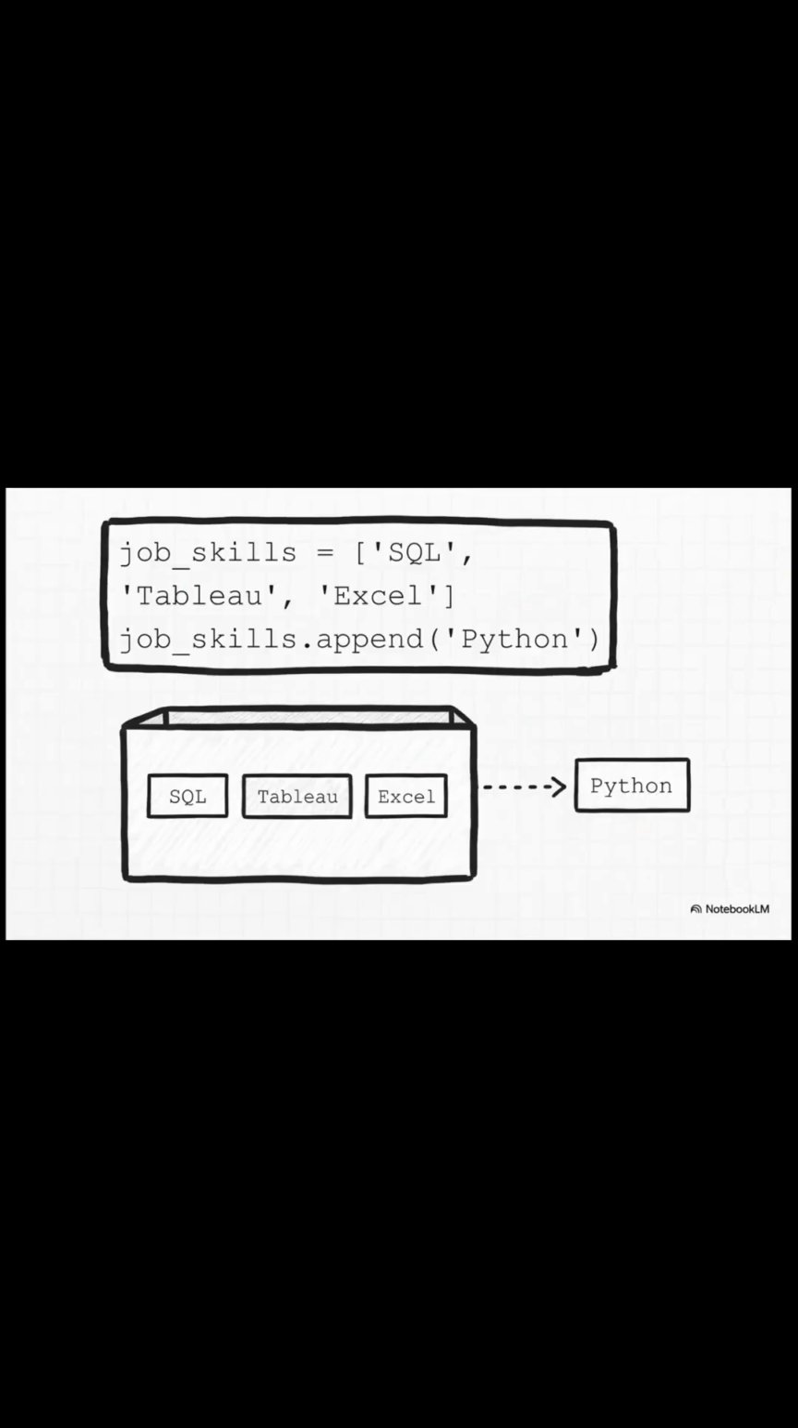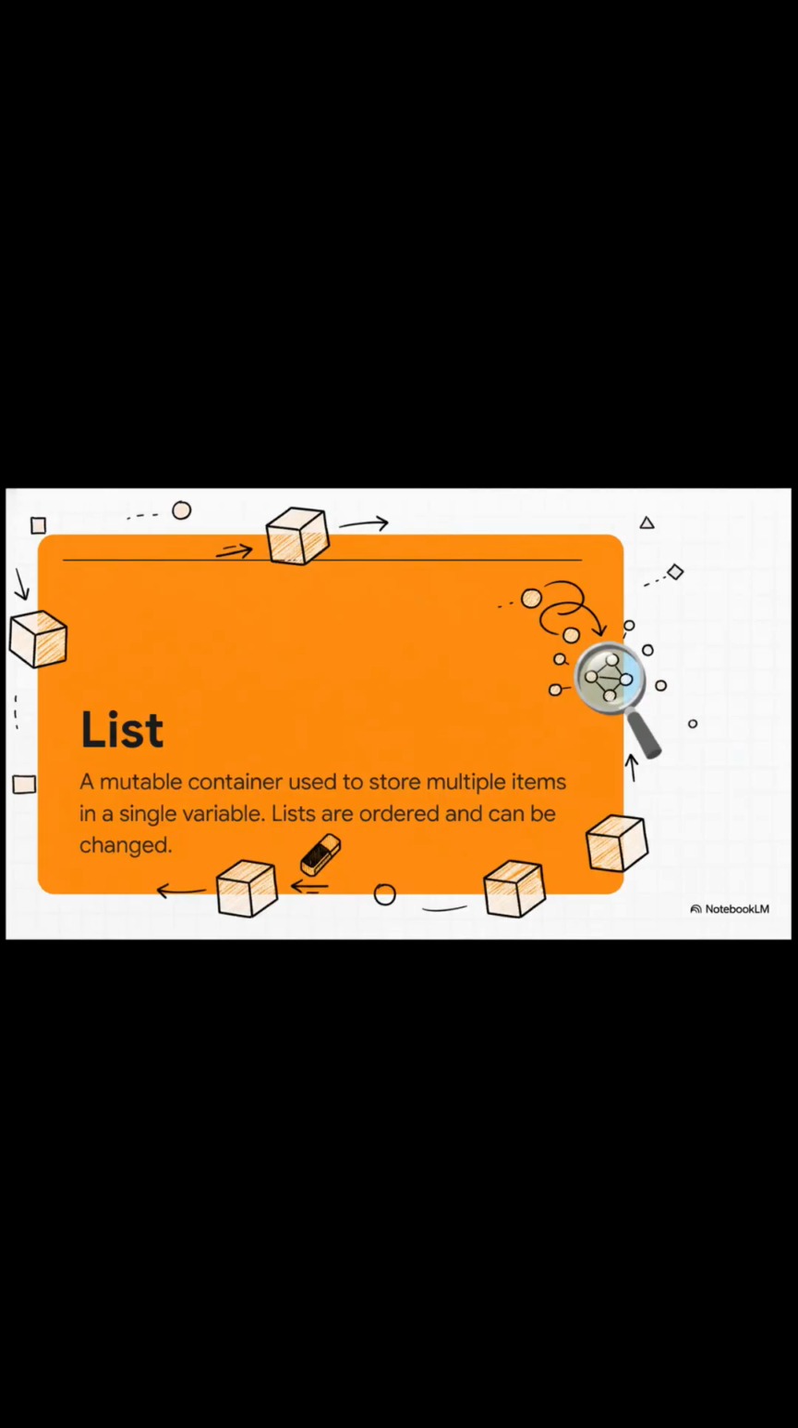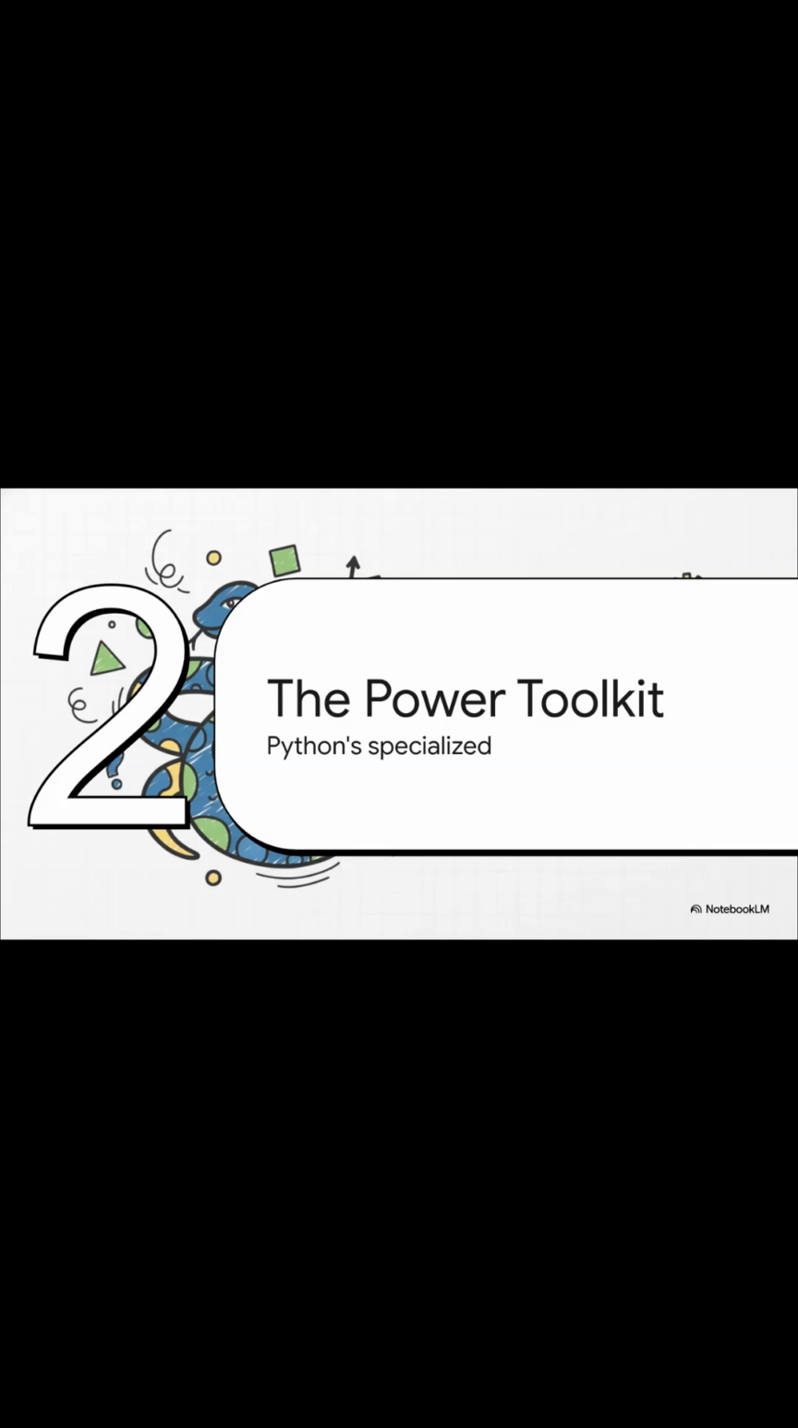And here's another one, another core building block, a list. We start off with a list of job skills, and then we just add Python to it with this little command, .append. And just like that, in 2 lines, we've created and then changed a collection of data. So a list is basically a container, but the really important word here is mutable, which is just a fancy way of saying it's changeable. You can add things, remove things, shuffle them around whenever you want, and that flexibility is what makes lists absolutely essential for managing data.